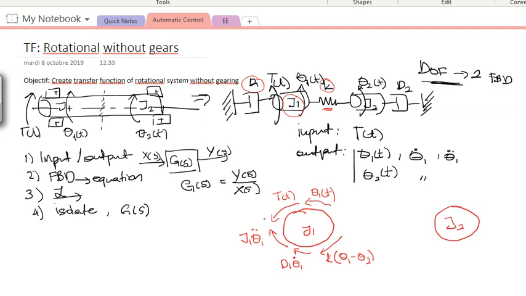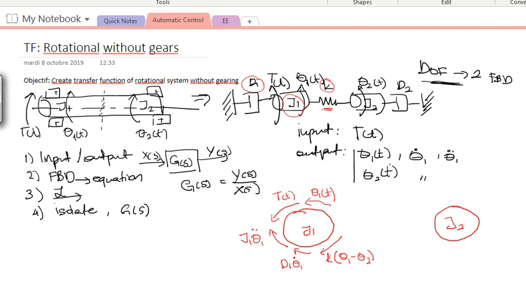So basically how many forces are there? 1 input force, and 4 resisting or impedance forces, which are J1 theta 1 double dot, D1 theta 1 dot, K theta 1, and another one, minus K theta 2, right? So that is for J1, the FBD on J1.